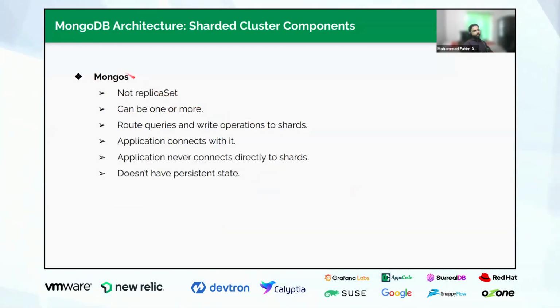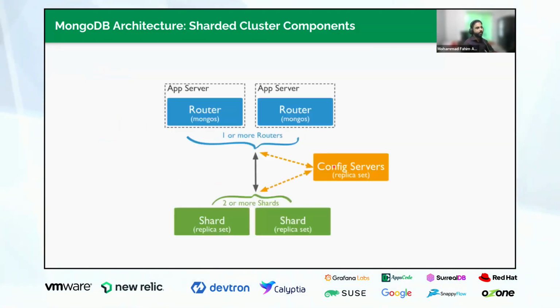And we have talked about mongos. It's not a replica set. You can have one mongos or more depending on the load on the database. They can work in parallel to serve your read and write operations. The mongos routes your query and write operations to the shards. So the application connects with the mongos directly. It doesn't connect with the shards. The application never connects directly to the shards, and mongos doesn't actually have a persistent state.